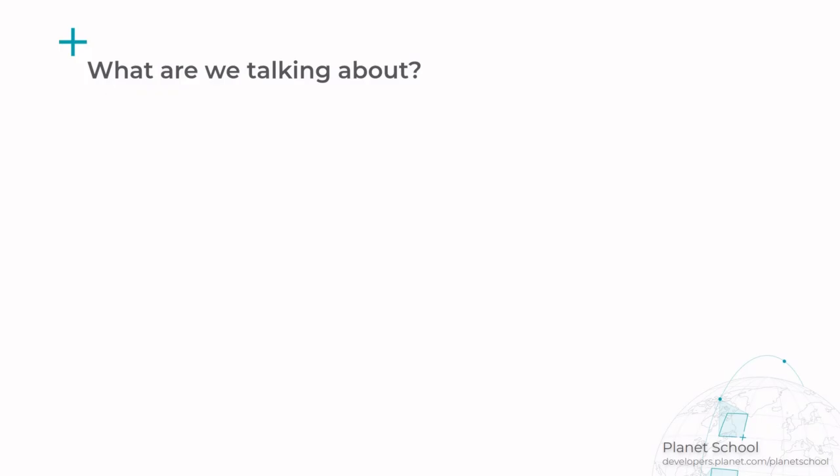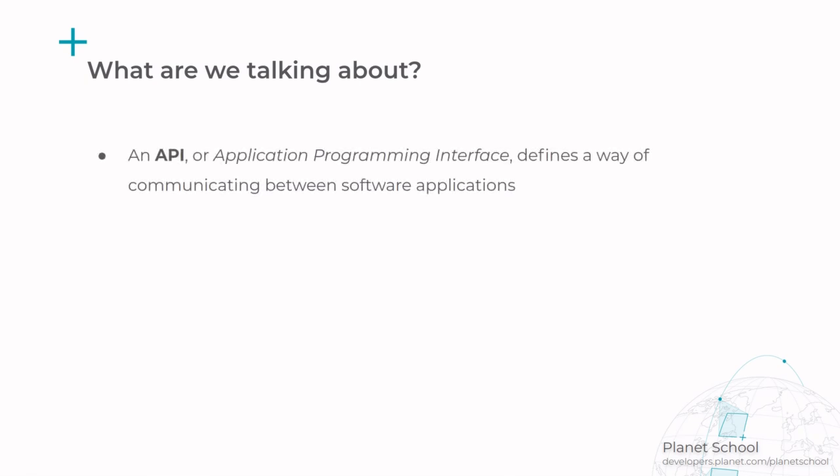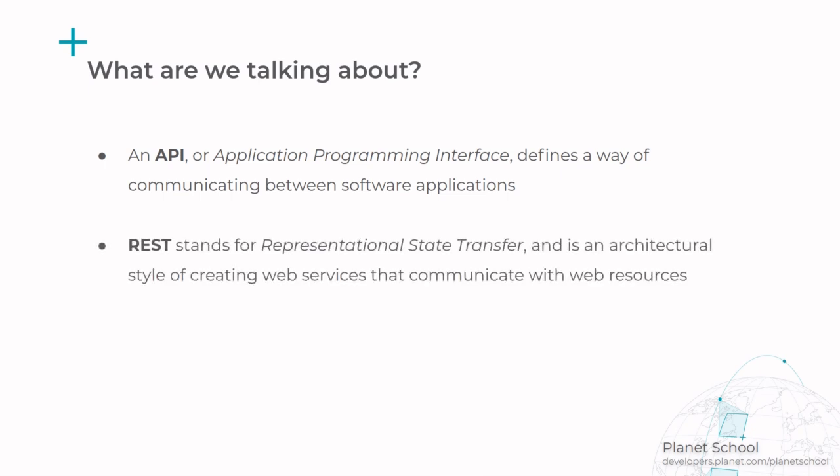So first things first, let's demystify some of the jargon that you'll likely encounter when talking about or working with web APIs. First of all, an API, which stands for Application Programming Interface, defines a way of communicating between software and applications. REST stands for Representational State Transfer, and it's basically an architectural style of creating web services that communicate with web resources. Now don't worry, if those definitions both seem pretty opaque, it's completely fine.